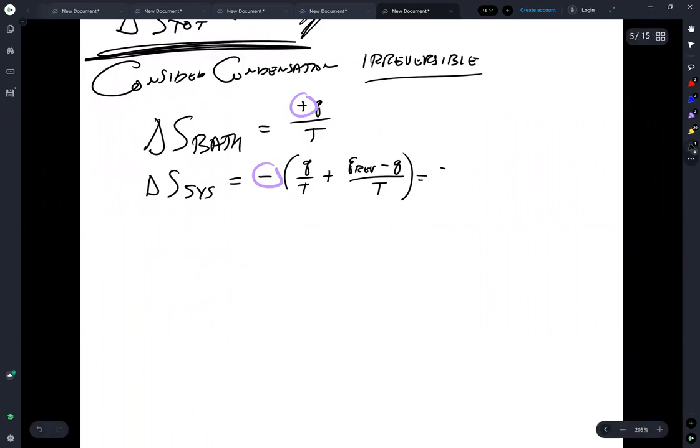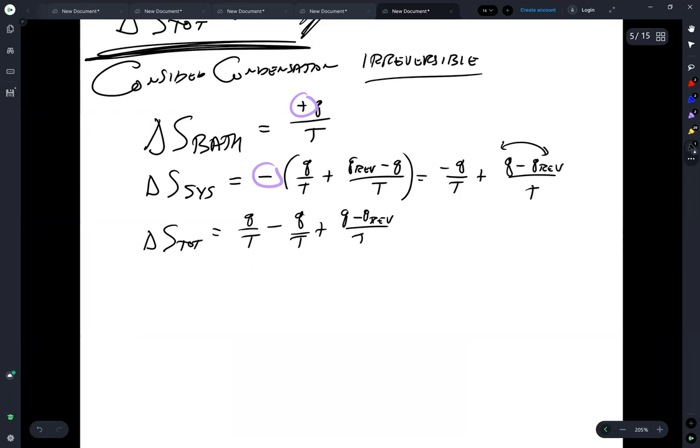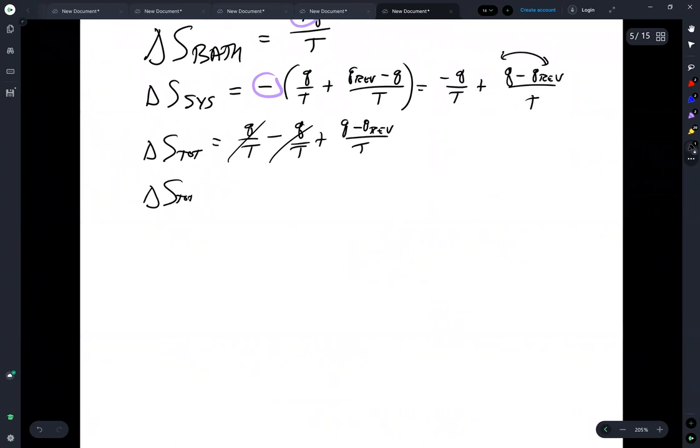Which means I can write this out as minus Q over T plus Q minus Q rev over T. I swap the order there to keep the plus sign. Now, the total change in entropy is Q over T minus Q over T plus Q minus Q rev over T. Those cancel, so we get delta S total for condensation is equal to Q minus Q rev over T.